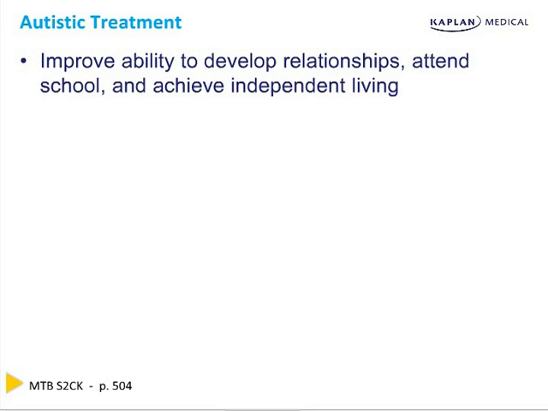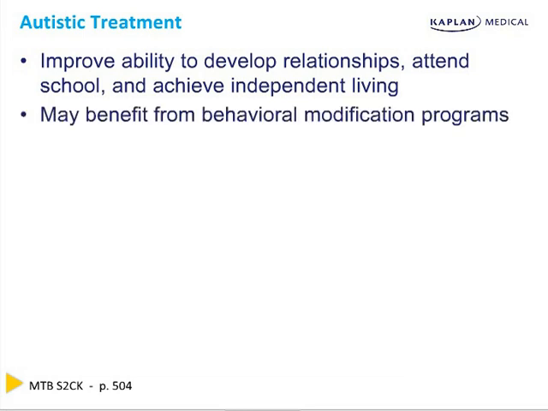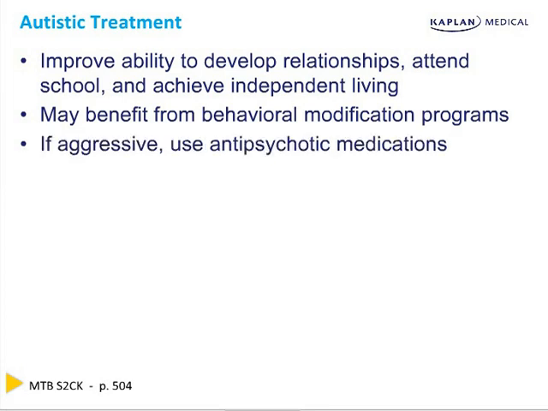How are you going to treat autism? Very similar to how you're going to treat mental retardation. You're going to improve their ability to develop relationships, attend school, and achieve independent living. You might want to add those behavioral modification programs, especially if there's negative behavior. And if they're aggressive, this is a new theme that's going to repeat itself. Use antipsychotic medications. You want to calm them down or sedate them so that you can continue with the treatment plan and make sure that they don't harm themselves or others.